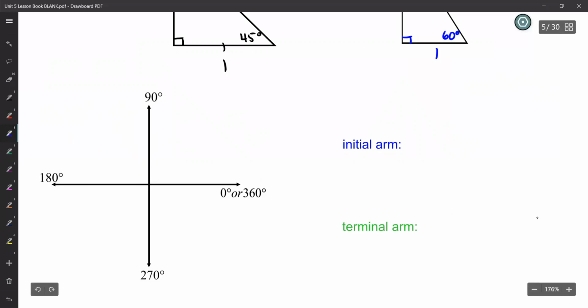So there's a couple little setup things that we need to know in order to do this. The first thing is something called the initial arm. And this is essentially where we measure angles from. And it's glued to the 0 degree line. So the initial arm lies here. And that's where we start measuring angles from.